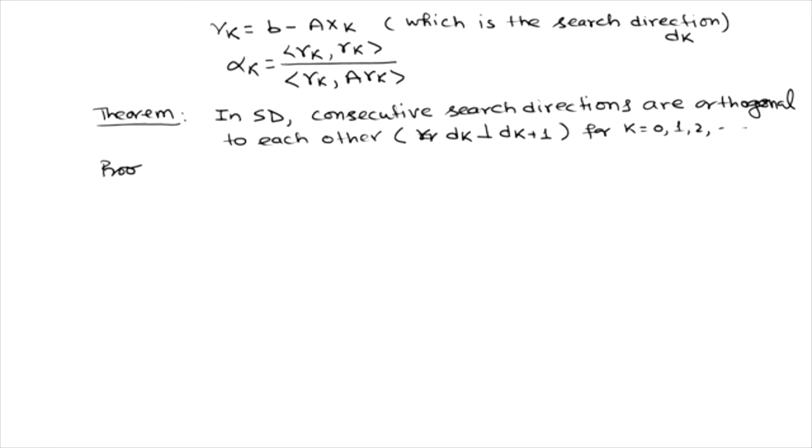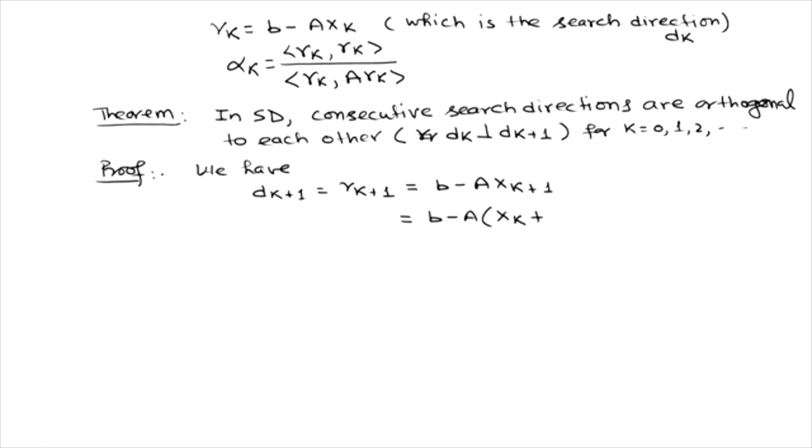So let us try to prove it. We have d_k plus 1, which is basically the residual r_k plus 1, and this is b minus A x_k plus 1 in gradient steepest descent. This equals b minus A, and x_k plus 1 will be x_k plus alpha_k d_k. So this becomes b minus A x_k minus alpha_k, which is a scalar, into A d_k. b minus A x_k can be written as r_k minus alpha_k A, and d_k is also r_k.